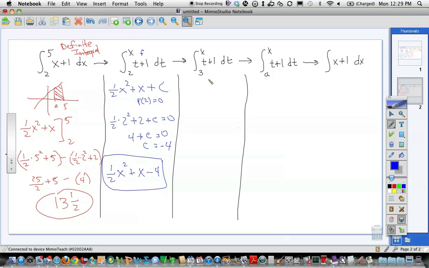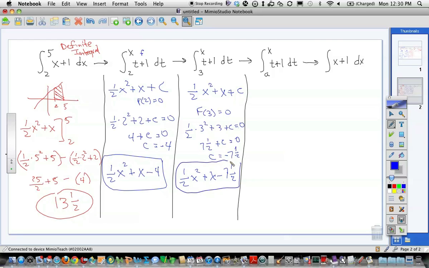Now what about this one? What's going to happen on this one? Vertical shift. Different c, right? This one, it's still 1/2 x squared plus x plus c. Notice I'm writing x, not t, because we know it's the antiderivative, but x is the actual variable. And so now we know that big F of 3 would equal 0. So we get 1/2 times 3 squared plus 3 plus c would have to equal 0. That's 9/2 plus 3. What's that? 4.5 plus 3, that'd be 7.5 plus c equals 0. We get c equals -7.5. So this would be 1/2 x squared plus x minus 7.5. Again, a specific function, the same as this function, just a different vertical shift.